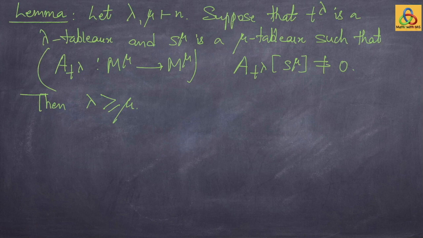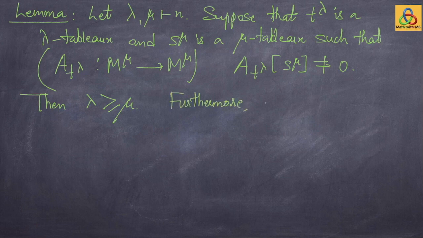Notice here that A T lambda of S mu not equal to 0 implies that lambda is bigger than or equal to mu. Interchanging the roles of lambda and mu, we will see that A S mu acting on T lambda not equal to 0 would imply that mu is bigger than or equal to lambda. So if we have both the condition that the operator A T lambda acting on the tabloid S mu is non-zero and the operator A S mu acting on the tabloid T lambda is non-zero, then we will get that lambda is the same as mu. We are going to use this kind of small observation to show that if two representations are equivalent, then the corresponding partitions are the same.